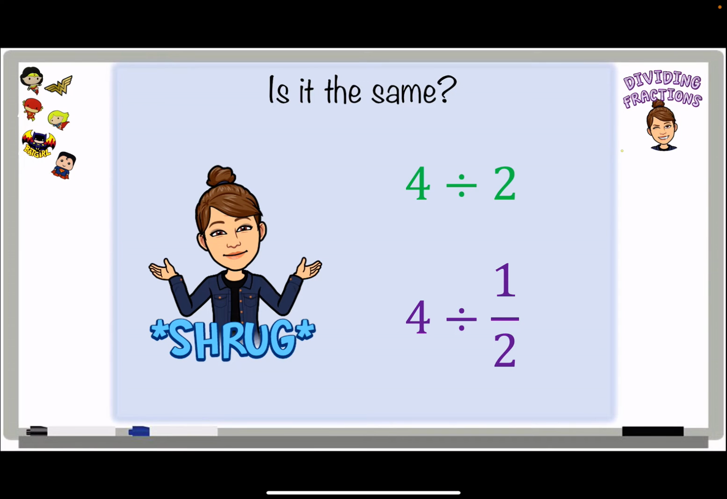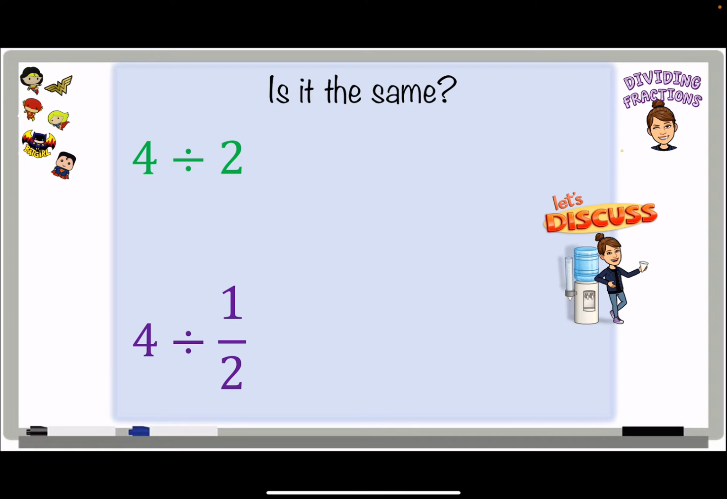So I'm going to pose a question to you. 4 divided by 2 and 4 divided by half. Are they the same thing? Will they get you the same answer? Do they mean the same thing? I want you to take a second and think about it, keeping in mind, what does it mean when we do division? What does each step of that problem tell you to do? All right, got your answer?